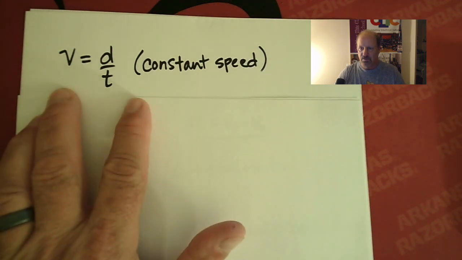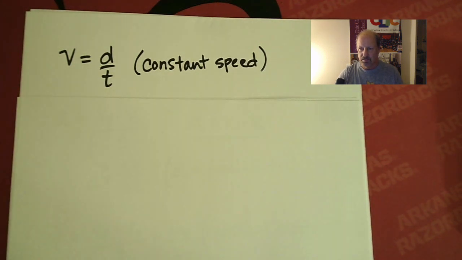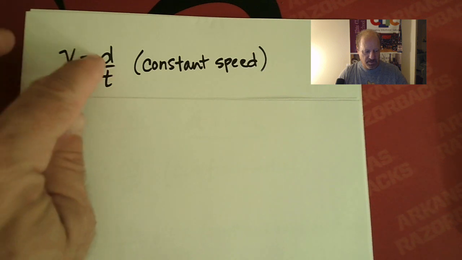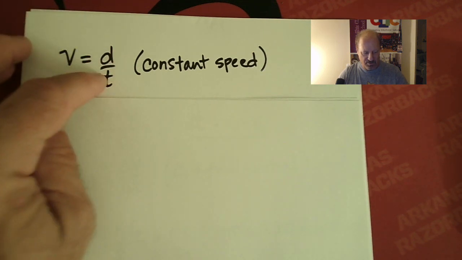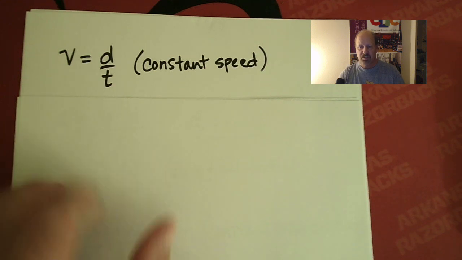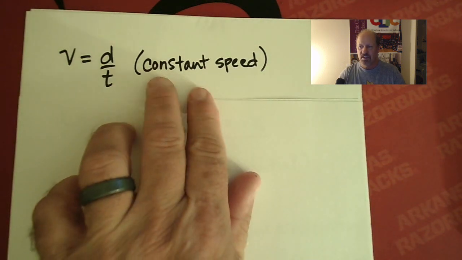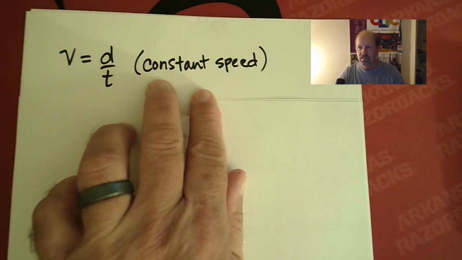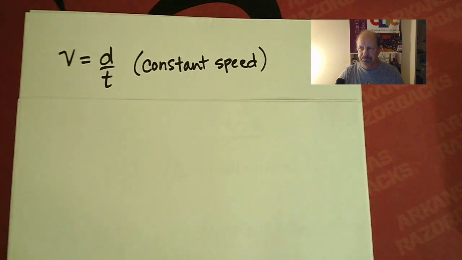This is velocity or speed. Velocity is speed in a given direction. That's speed is distance over time, velocity is displacement over time. So it's the same algebra, same formula, but notice that's for constant speed. So we're not accelerating, not speeding up, not slowing down. So velocity is distance over time for constant speed.